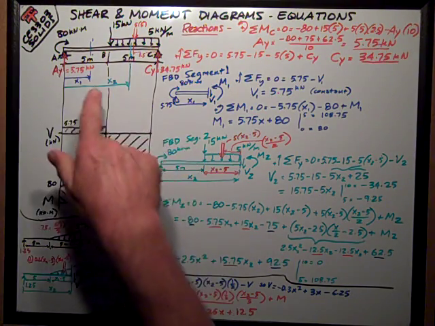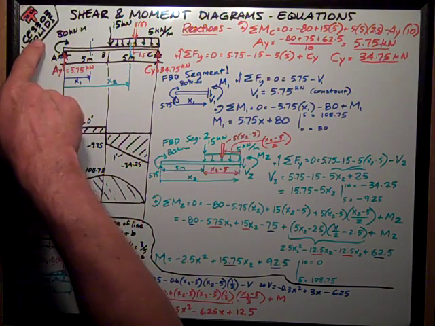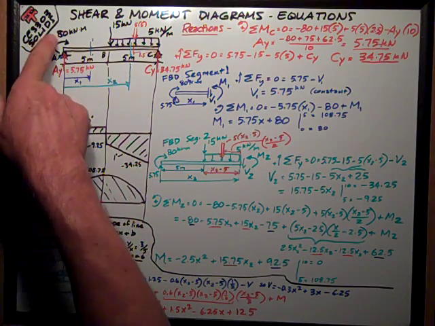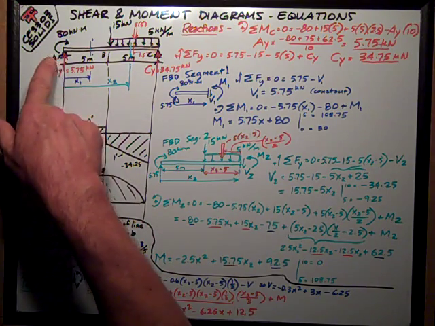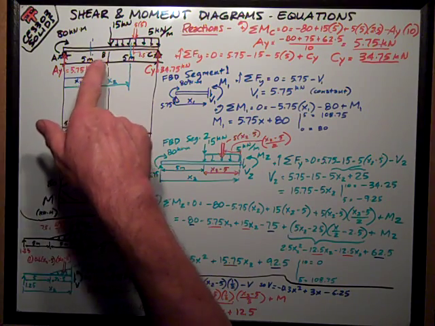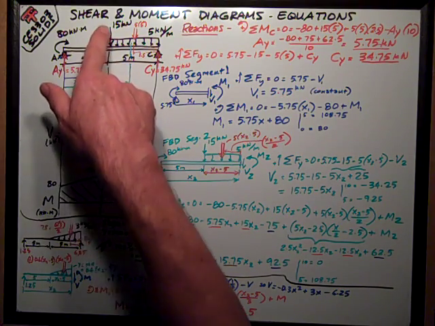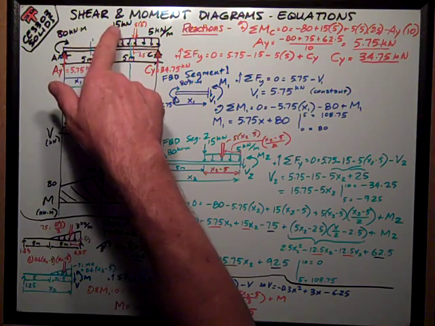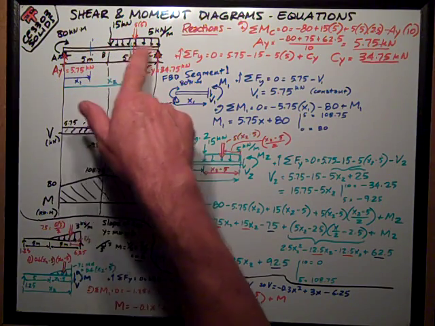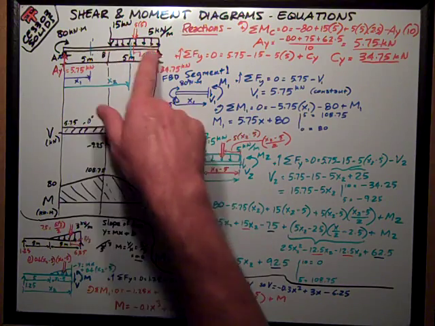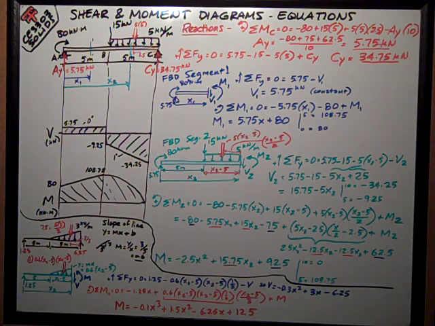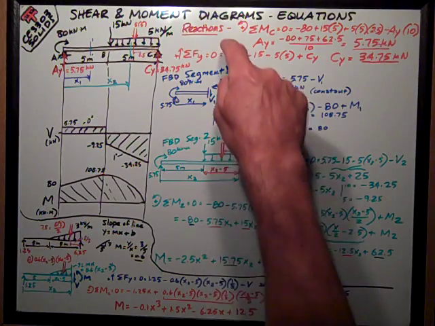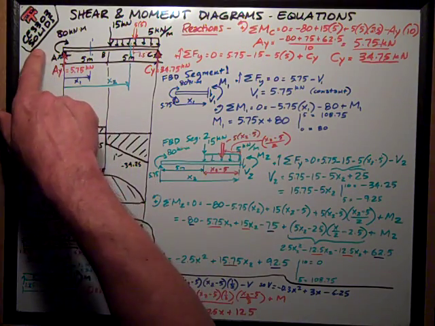I've got a beam 10 meters long, with a concentrated couple, a force couple moment, of 80 kilonewton meters at the left end, which I've called A, which is a roller support. Mid-span, I have a concentrated load of 15 kilonewtons, and then I have a uniformly distributed load of 5 kilonewtons per meter, all the way to the end of the beam, which I've called point C. Mid-span is B.